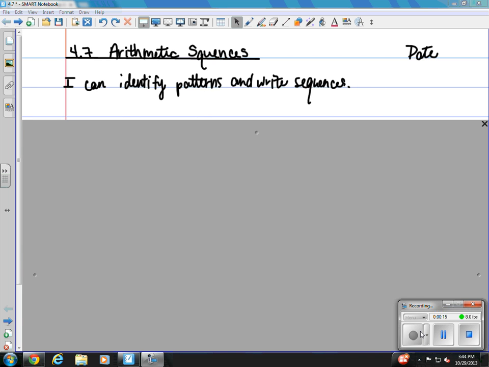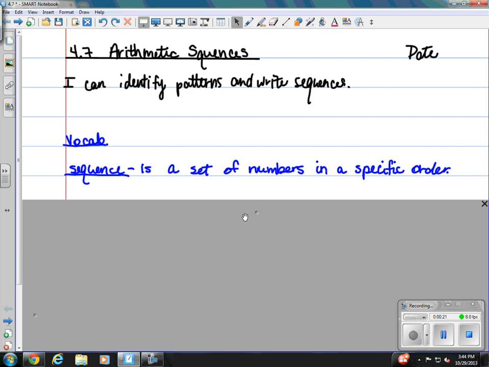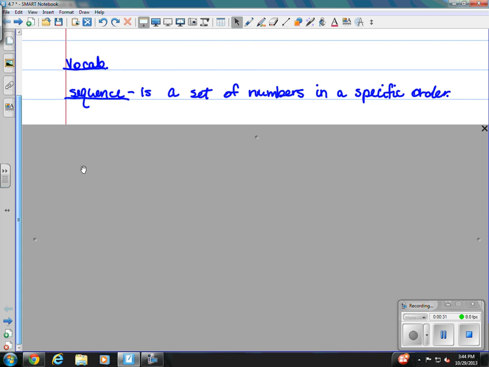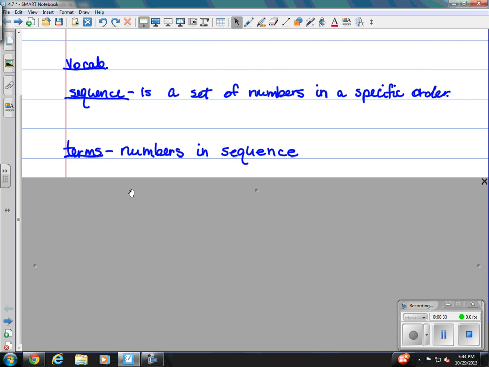Now to start this section off, we're going to look at some vocab. Some of our first vocabulary words are sequence. A sequence is a set of numbers in a specific order. Then we move on to terms. Terms are the numbers in the sequence. So an individual number is called a term.